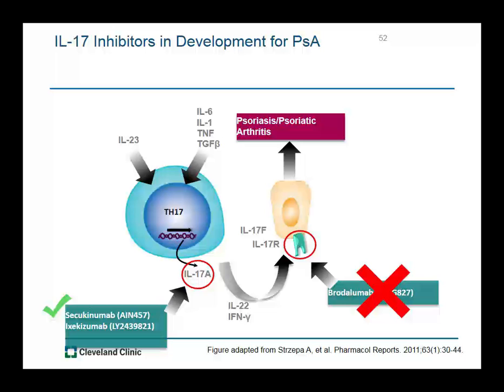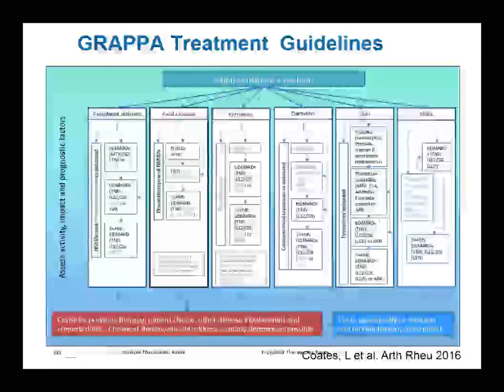Brodalumab is actually an IL-17 receptor blockade, and as many of you have heard, its clinical trials have been stopped due to an increase in mental health issues. Unfortunately there have been some cases of suicide in the treatment group compared to the placebo group, so they're not pursuing brodalumab right now in psoriatic arthritis. But secukinumab is around, and other IL-17 inhibitors are also in later phase trials.